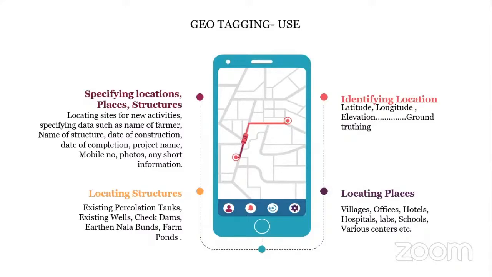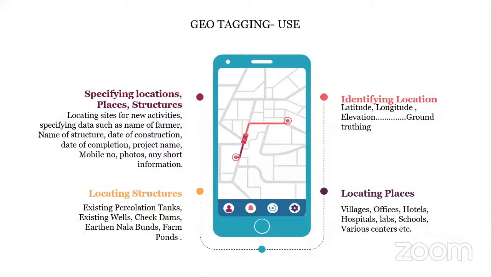If there is a check dam, we can use this geotag information for specifying very specific information about the farmer. What is the name of the farmer? What is the name of the structure? What was the date of construction? What is the date of completion? What is the project name, and the mobile number of a specific location or a specific structure? And this can be used for further processing.